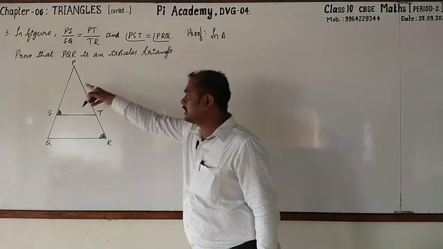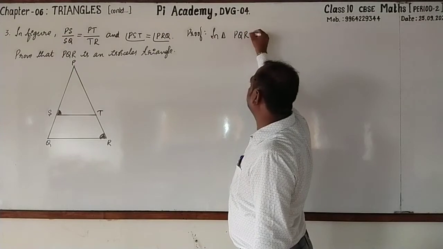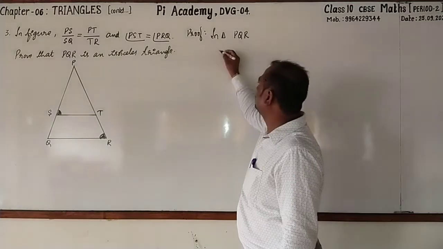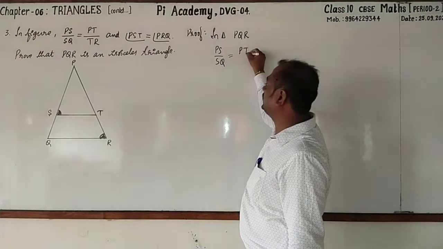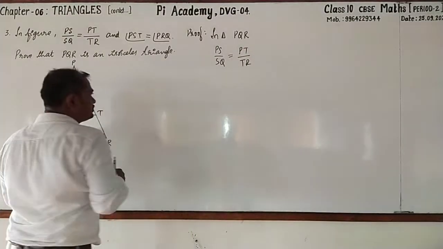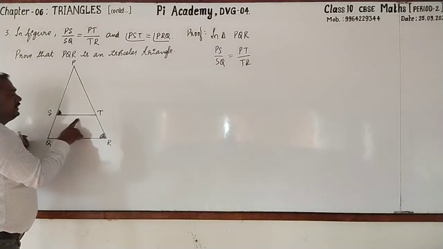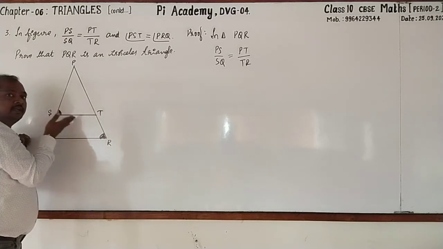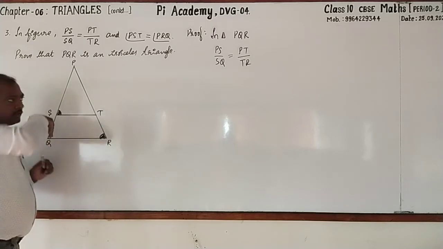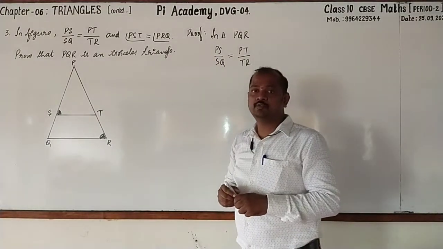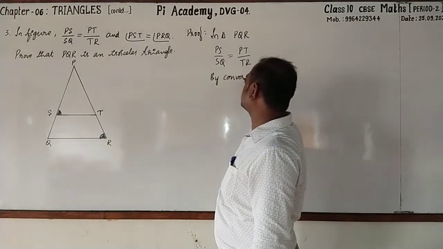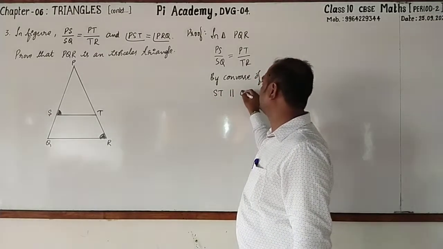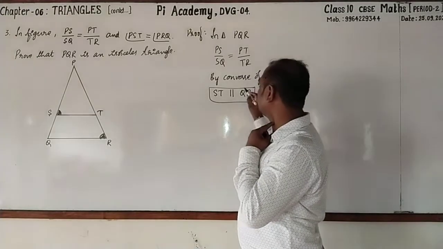Here they have given the triangle PQR. In triangle PQR, what has been given? See that PS by SQ is equal to PT by TR. So we can recall one statement: if a line is drawn in a triangle to divide two sides proportionately, then that line is parallel to the third side. It is the converse of BPT. Here I'll write, by converse of basic proportionality theorem, ST is parallel to QR. It is a very important statement, so I am highlighting this.